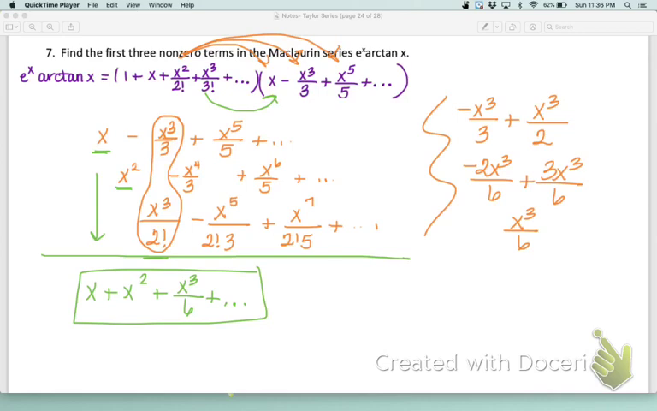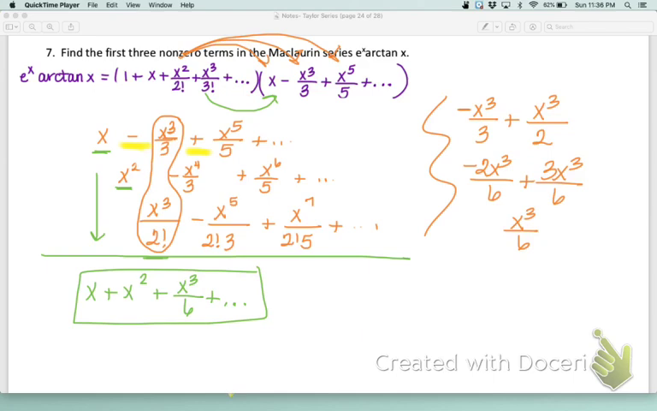If I was being a little bit more proactive here, I probably would have left myself a little bit more space between these terms, just knowing that I've skipped a value when I go from x to x cubed, that I didn't leave space for an x squared. It's nice to leave yourself a little bit more space.